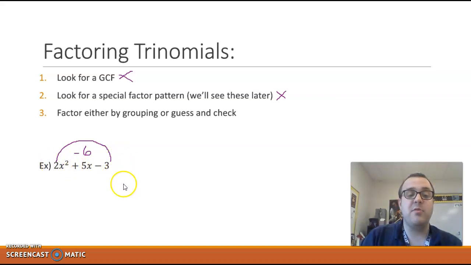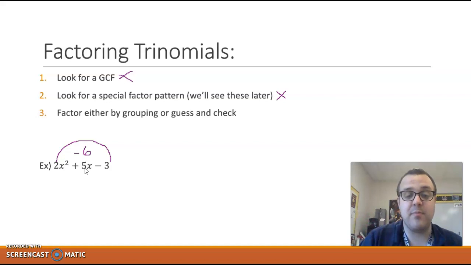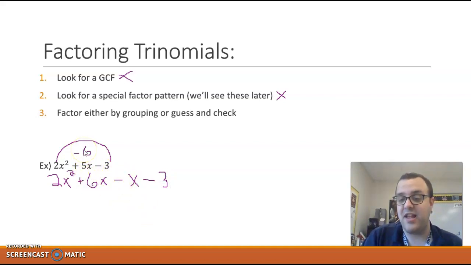Then we want to take this middle term, this 5x, and split it into two numbers that multiply to negative 6 but add up to 5x, so we keep it there. In this case, the two numbers I can think of are 6x and negative 1x, or negative x. 6 and negative 1 add to 5, and 6 times negative 1 multiplies to negative 6.